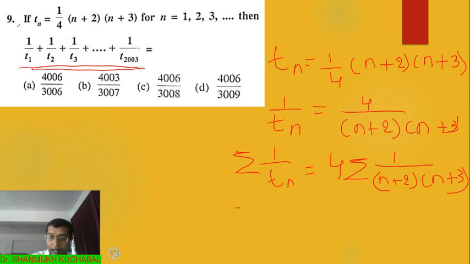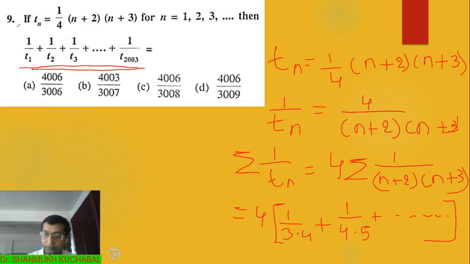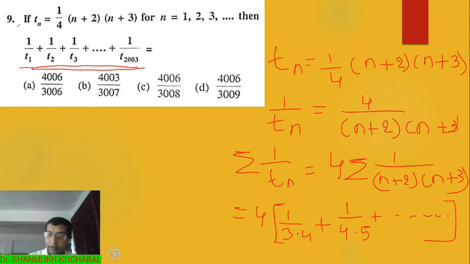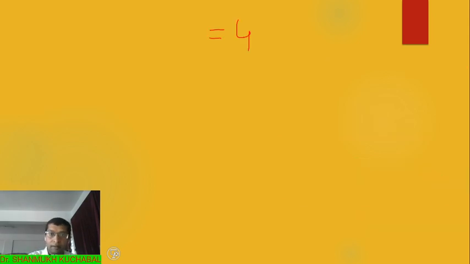Then further, the RHS we will simplify. We'll take n equal to 1, we get 1 by 3 into 4. Next, n equal to 2, we get 1 upon 4 into 5. Next, we get so on like this. So close this one. Okay, and see, common is 4 and the nth term is what? It is n upon 3 into (3 plus n).